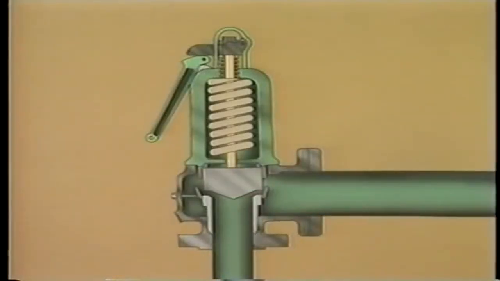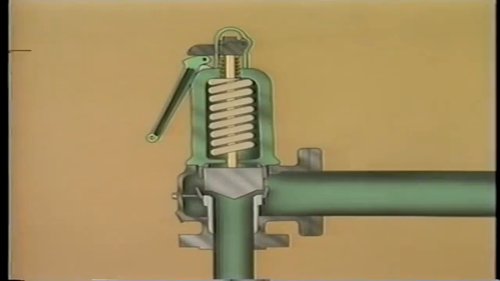This is what a typical safety valve looks like. The basic components that make up a safety valve include a housing, a manual release lever, a spring, a disc, a seat, and both an inlet and outlet line.